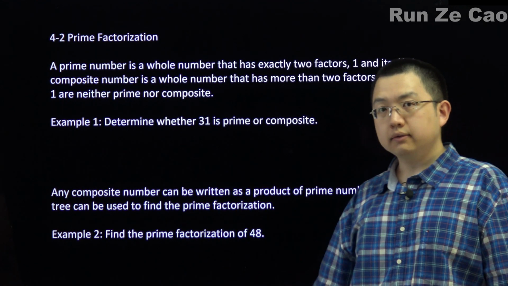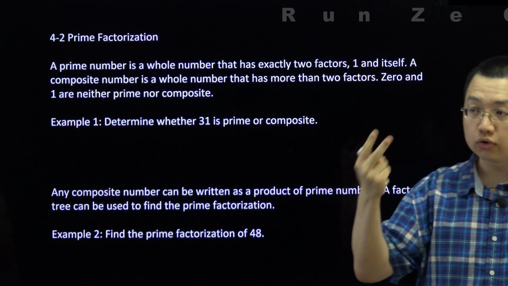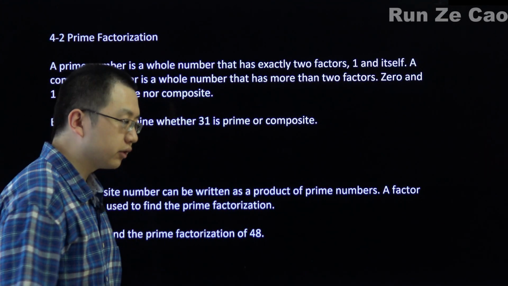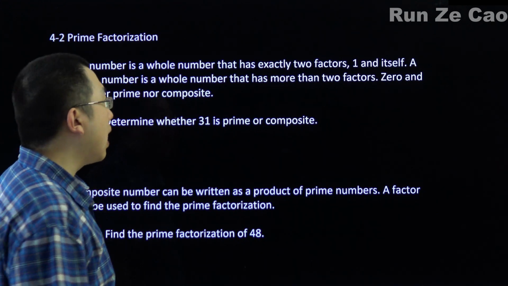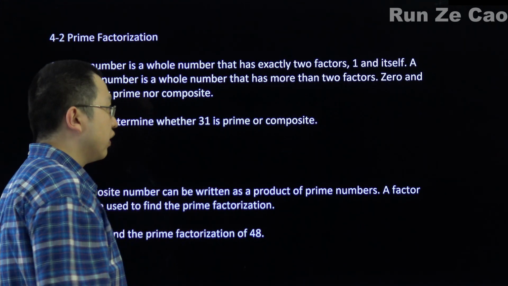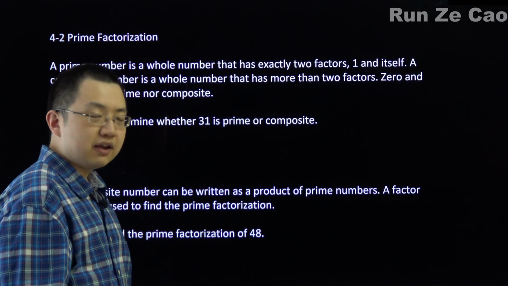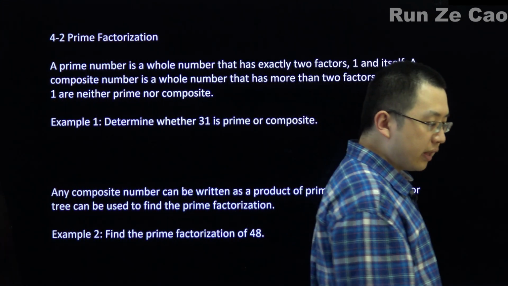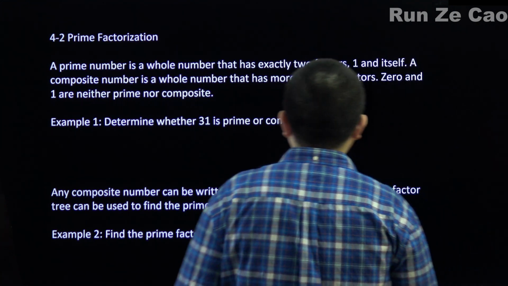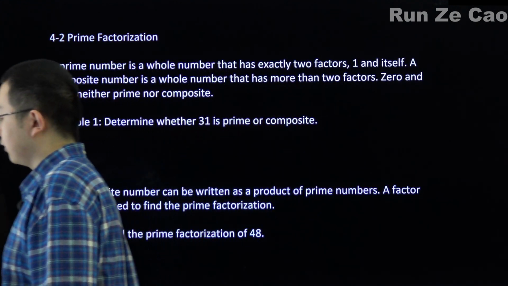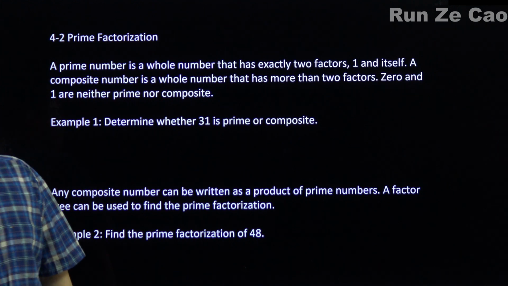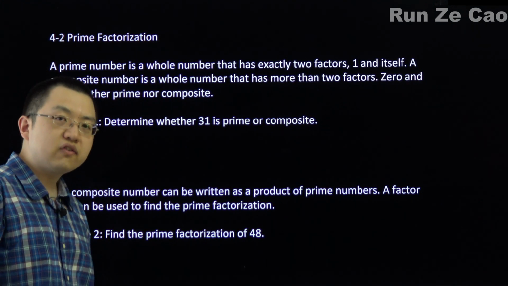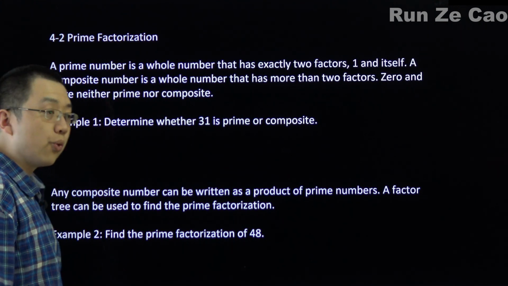A prime number has two factors, so two whole numbers that divide it to give you a whole number as a result. The two factors are 1 and the number itself, because dividing by 1 gives you your original number, and dividing by itself gives you 1. Now, a composite number has more than two factors. 0 and 1 are neither prime nor composite. And there's only one even prime number, which is 2.